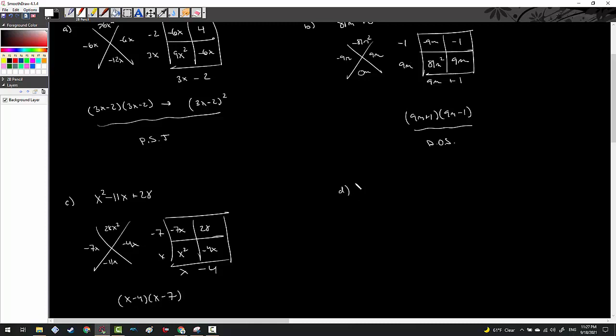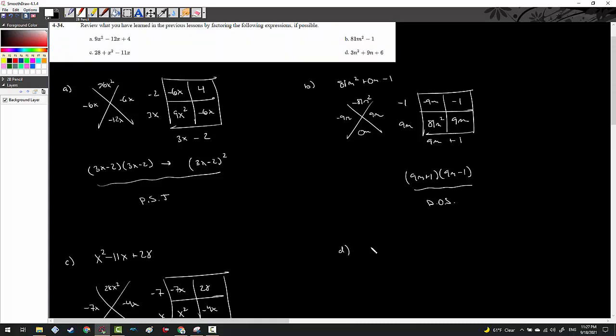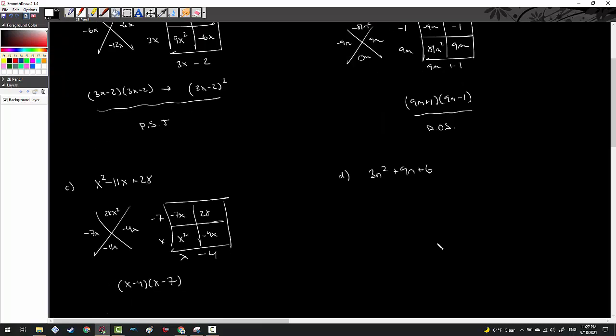And the last one is going to be where things are a little bit different. So I'll pull it up here: 3n squared plus 9n plus 6. Now I've got 18n squared with a 9n on the bottom. And I believe the two numbers that are going to do that are 6n and 3n. And into the area model we go.